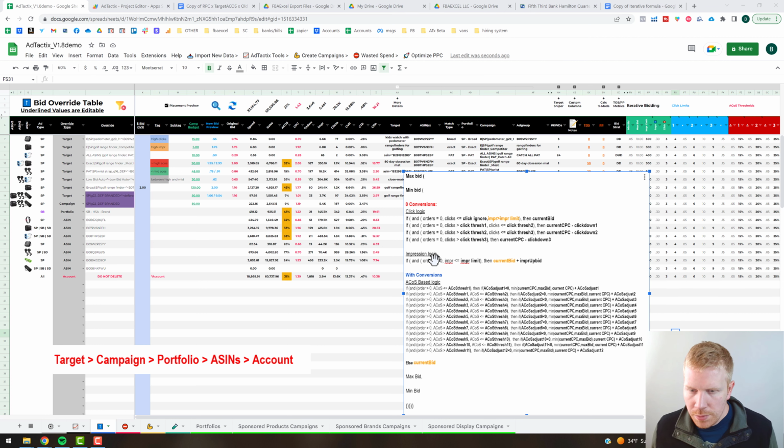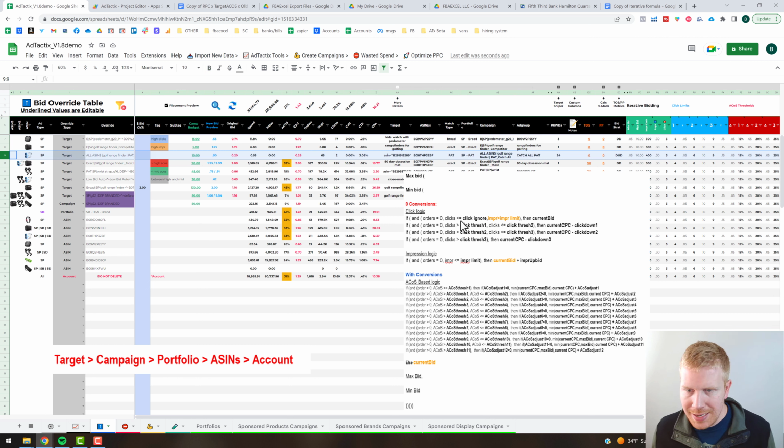Next in the formula is the impression logic. Again, we still don't have any conversions, but let's use this line here as an example. Our click limit logic is not satisfied because we've got 2 clicks, which is less than the click ignore limit, but our impressions are not high enough. We've got 65 impressions here, and our impression limit is 400. So we're just not getting enough eyeballs.